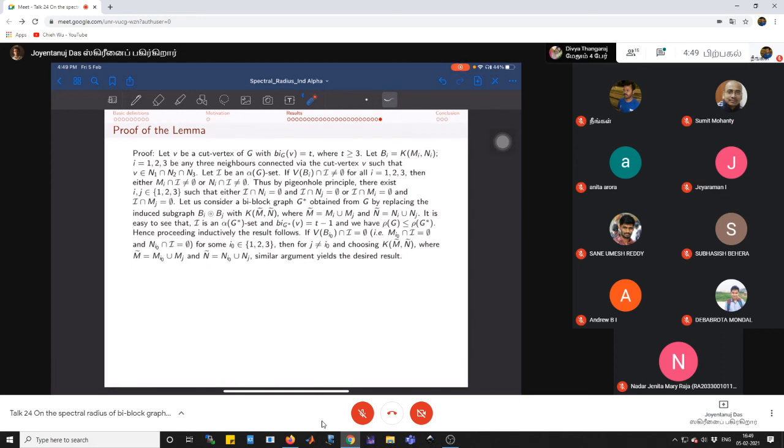So similarly, if V of I0 intersection I is empty, for some I naught belonging to 1, 2, and 3, and then for J not equal to I naught, using this, that is partition A with m tilde, n tilde, where m tilde is Mi naught union Mj and n tilde is Ni naught union Nj, a similar argument will hold. So the statement will go through here.